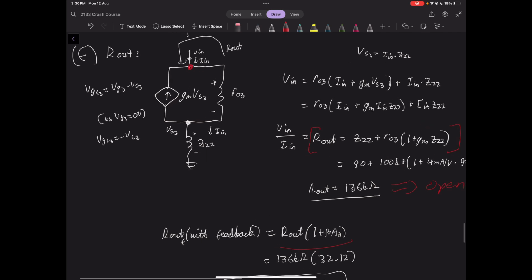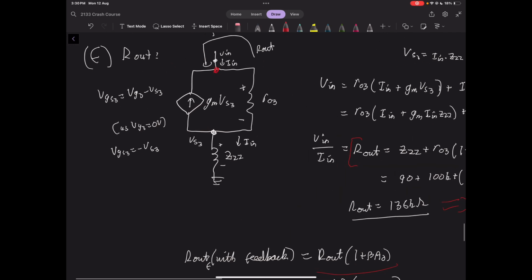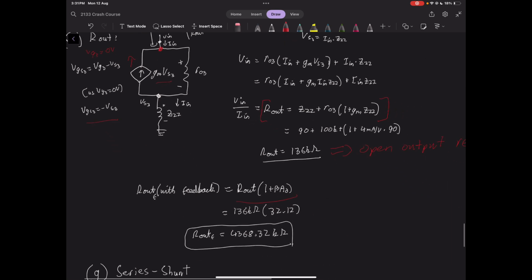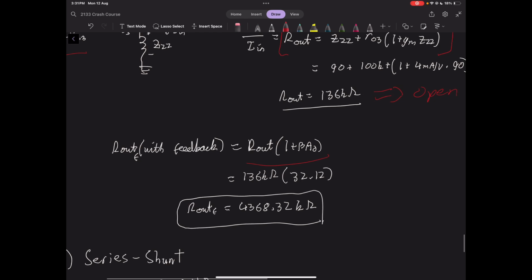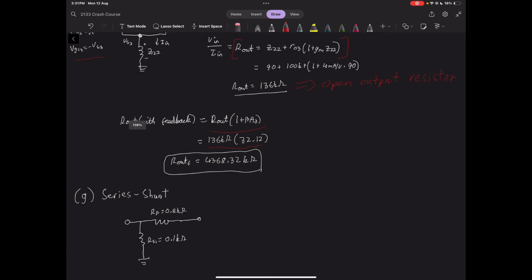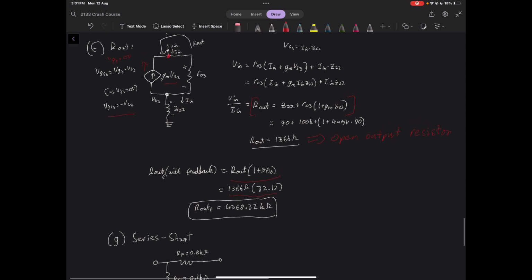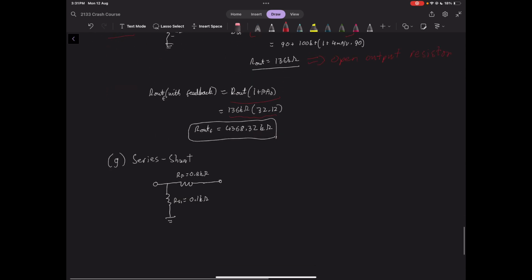And then I'll just make a quick note here that I've flipped the direction of this current source because VG3 is 0 because that part of the circuit is disconnected, which means VGS3 equals negative VS3. So I've just written this as VS3 and changed the direction of the current source. Other than that, pretty standard stuff. Find our open loop output resistance, take that value, multiply it by 1 plus beta A0, and that gives us our final output resistance value for the closed loop amplifier.